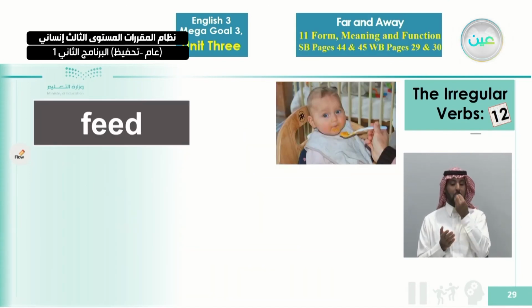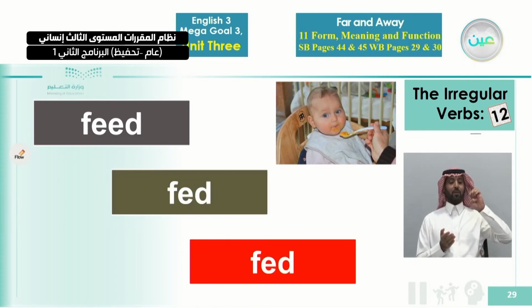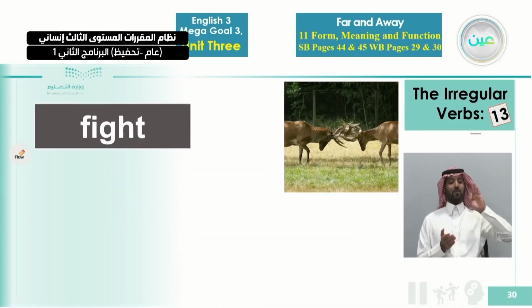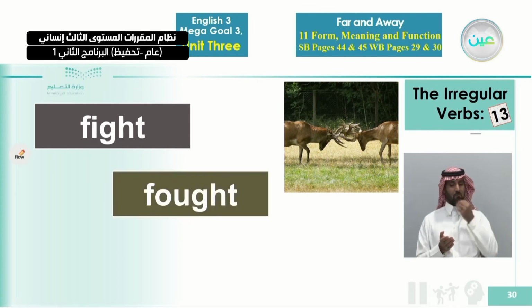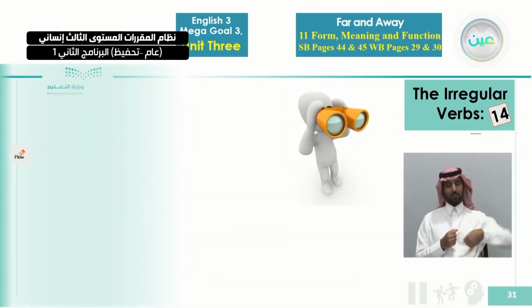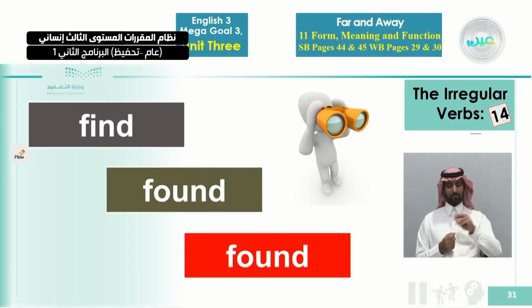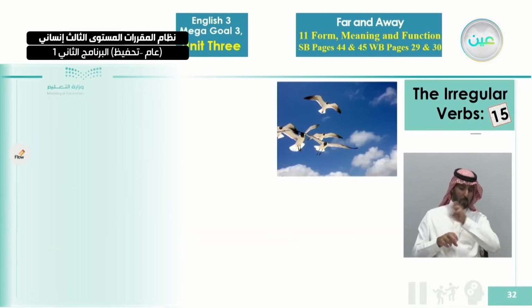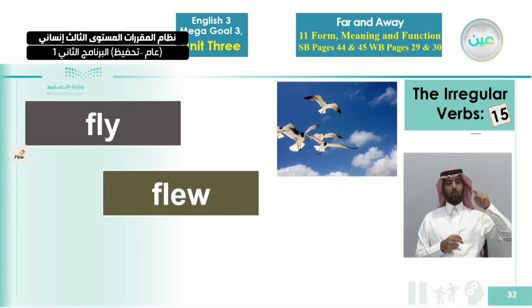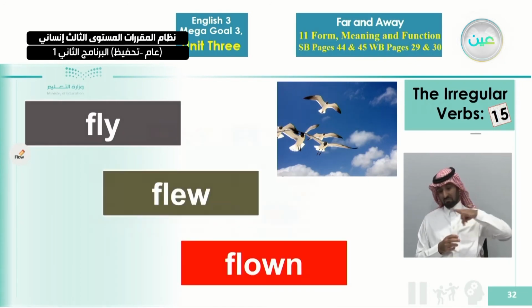Okay, now feed here. The past of feed is fed, and the past participle is fed. Okay, fight. What's the past of fight? Fought, fought. Okay, find. What's the past of find? Found, and the past participle is found. Okay, fly. The past is flew, and the past participle is flown.